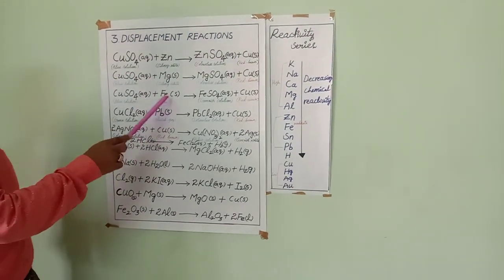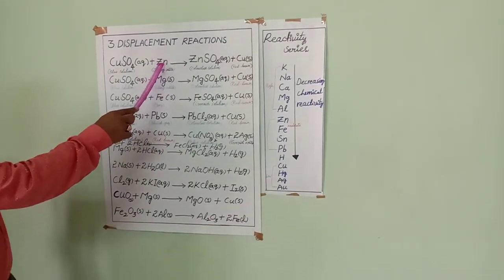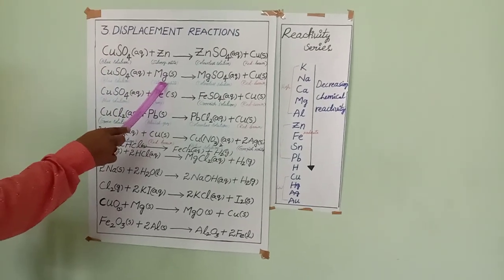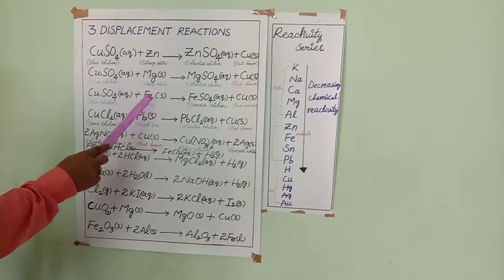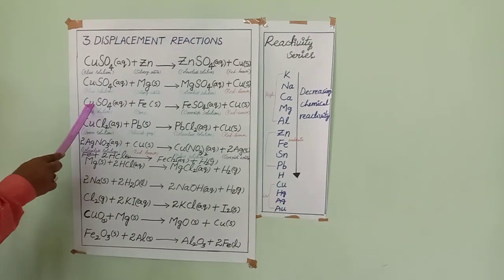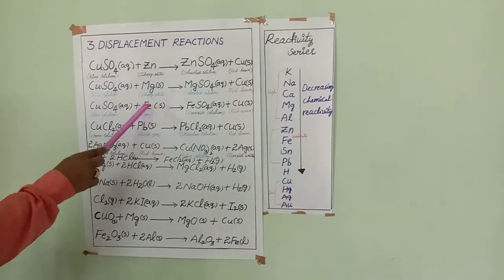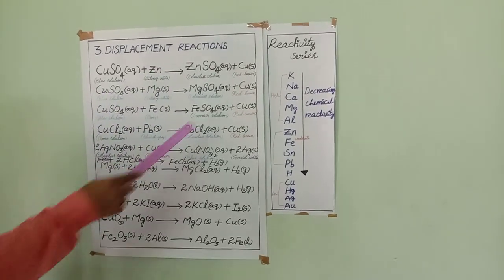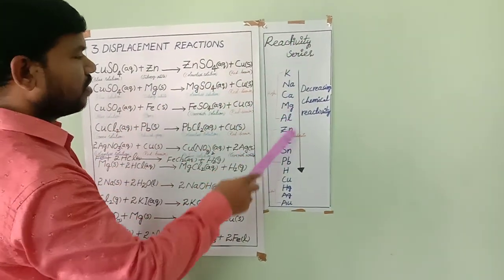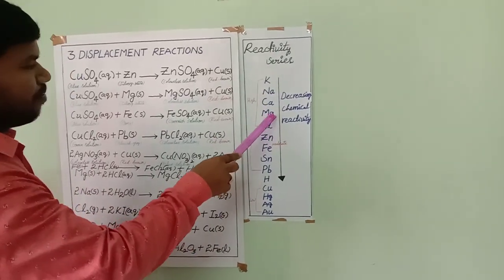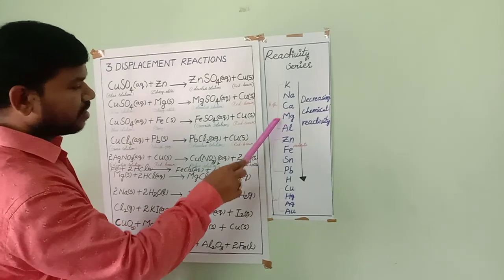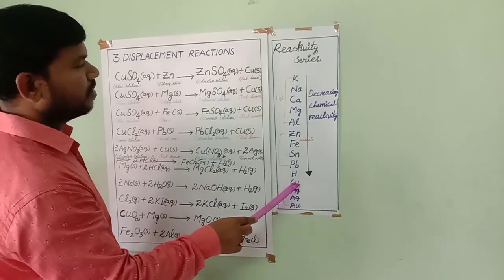In all these three cases, we observed that one is a highly reactive element and one is a low reactive element. Here magnesium is a highly reactive element, copper is a low reactive element. Iron is a highly reactive element, copper is less reactive, so these metals are displacing copper. As we already discussed in the reactivity series, magnesium is more reactive and copper is less reactive, so magnesium easily displaces copper.